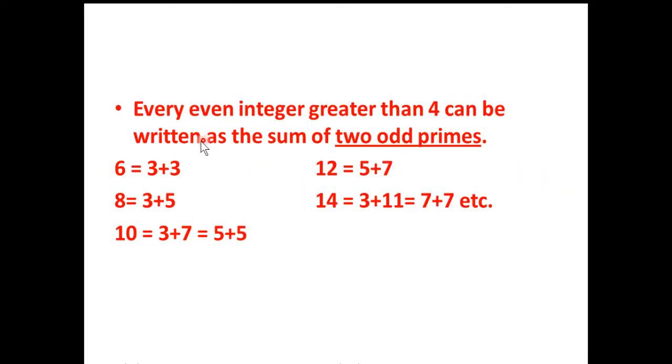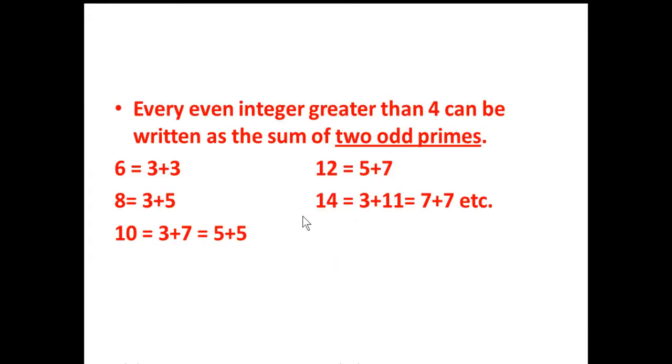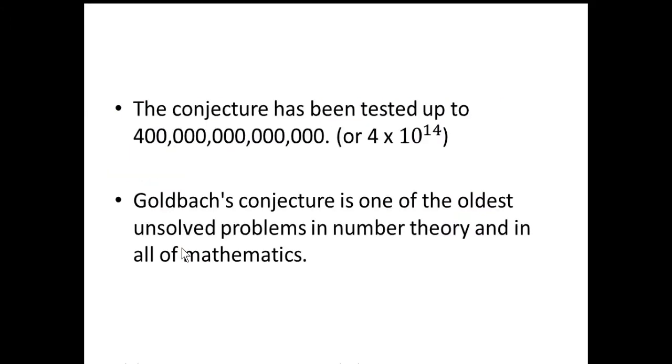And this is another statement: every even integer greater than 4 can be written as the sum of two odd primes. So these are odd primes. Here, what we were saying was two prime numbers, so 2 is also included there, but here it is not included. So this is just a modification of that statement.